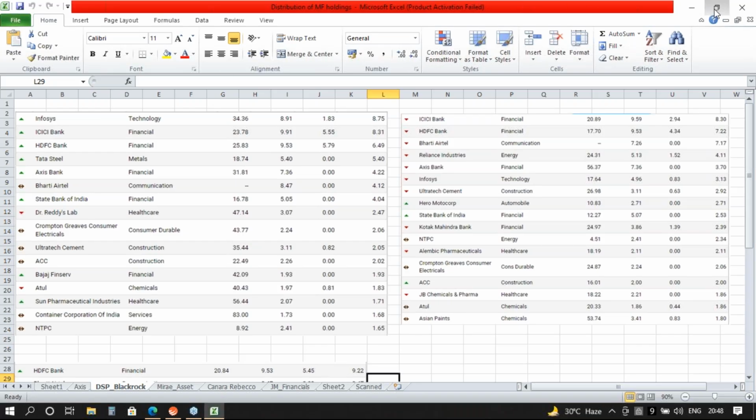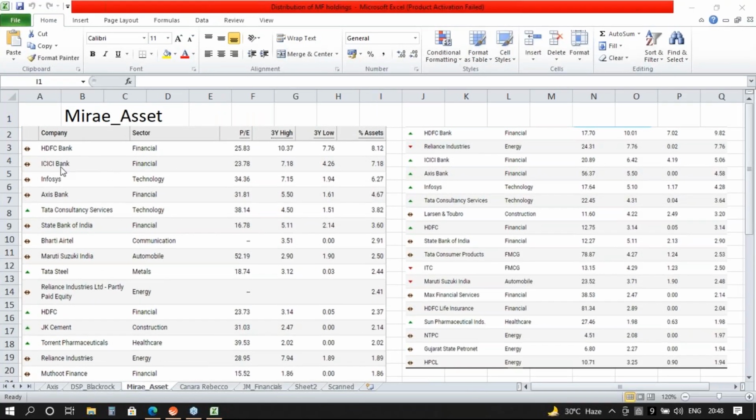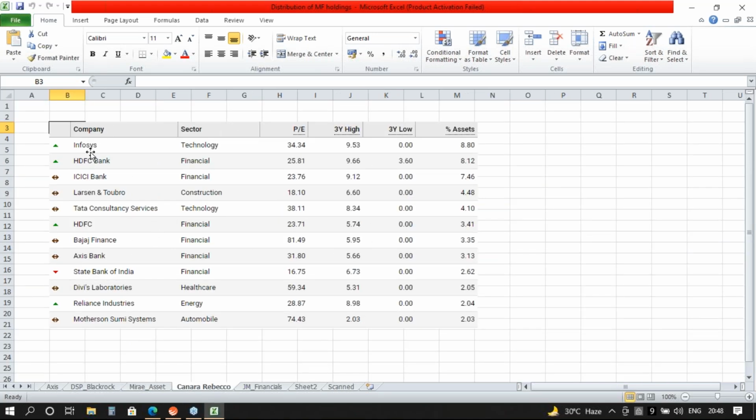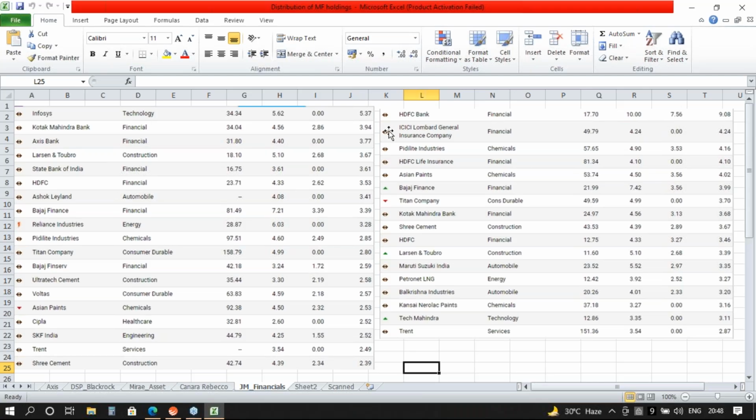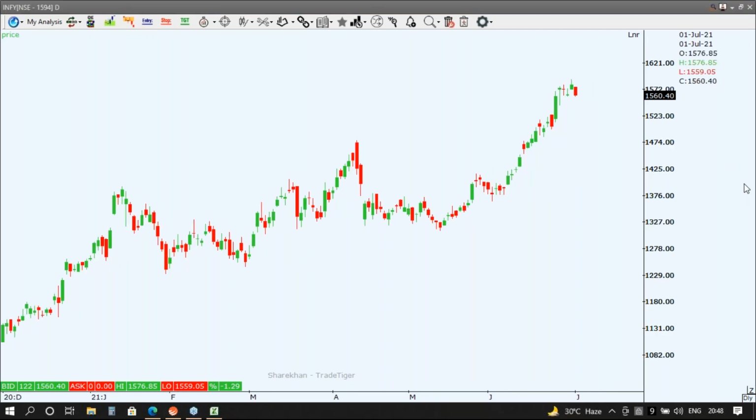Let's check with the next one. Mirae Asset. Which top three stocks are having the majority? HDFC Bank, ICICI Bank, and again Infosys. If you check Canara Robeco, again the top is Infosys, 9% almost. JM Financials, again the top is Infosys. So I'm taking the top 3, top 4, top 5, and the answer is pretty simple: ICICI Bank, Infosys, or HDFC Bank. Correct or not correct, everyone? At least top 3, top 4, you can check it that way. Or Bajaj Finance, correct.